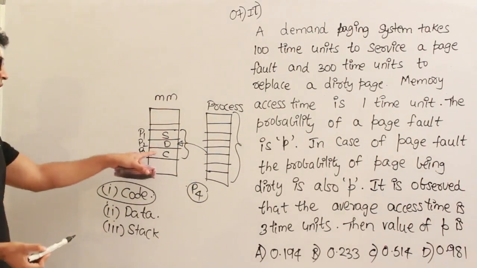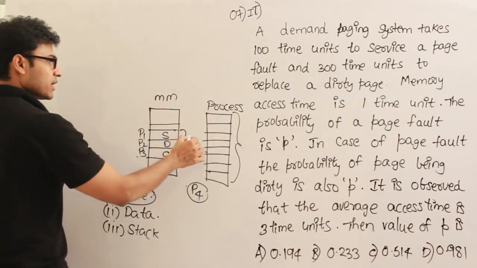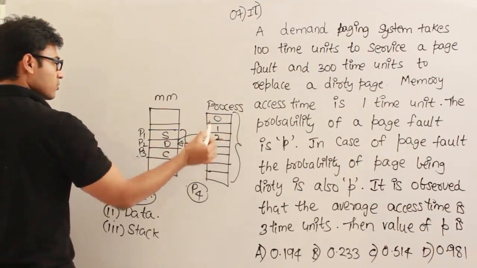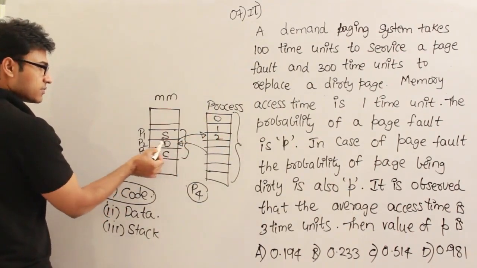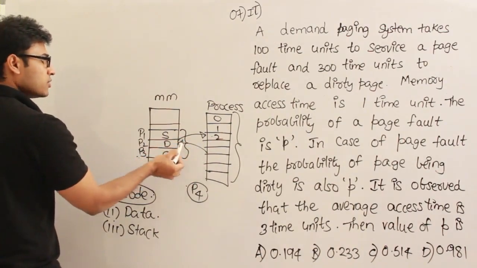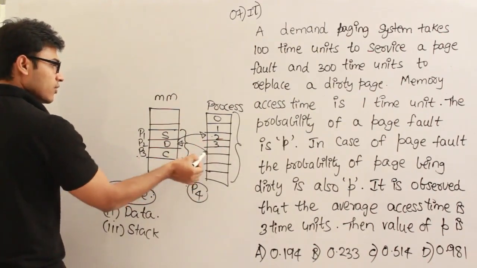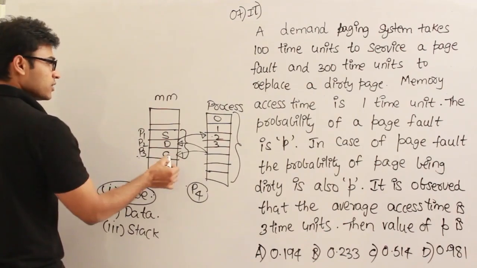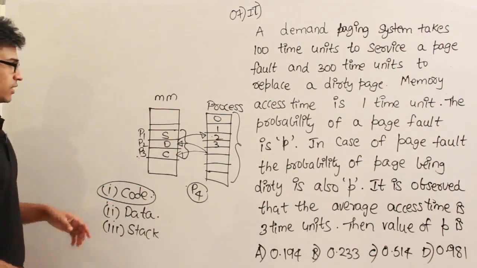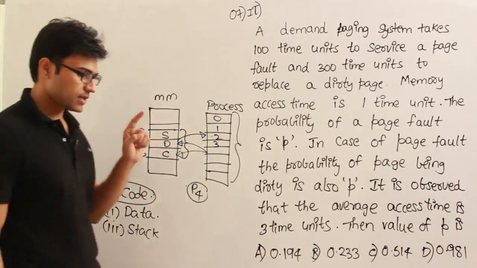Dirty means that after loading it earlier, you might have modified it. In that case, you should write it back first. So if you have modified this page and now you are trying to replace it, first you write it back and then load the new one. If you want to replace the code page, you can directly overwrite it; you need not write it back because we have never modified it. The operating system knows whether a process has modified a page or not by using a bit called the dirty bit.